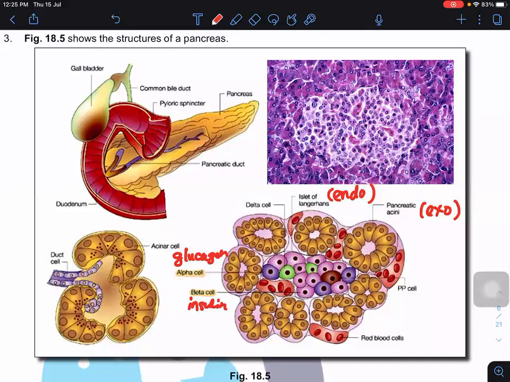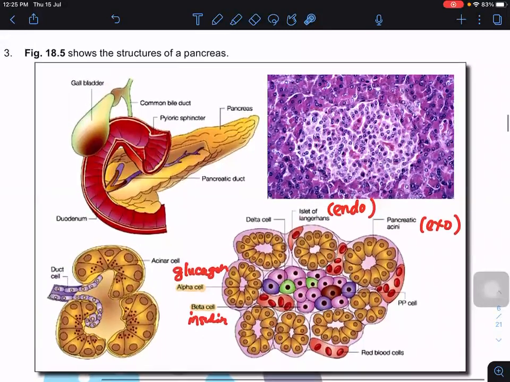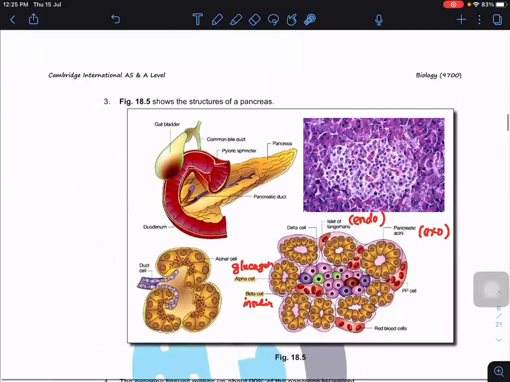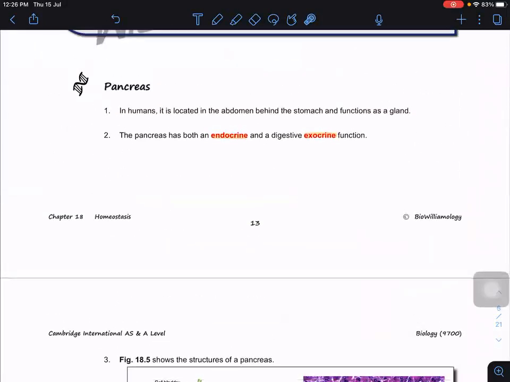Are you clear? So remember your description here: the islets of Langerhans act as the endocrine glands. These endocrine glands actually consist of 4 different types of cells, but for us in A level, at least we need to know these 2 types of cells, alpha cells and beta cells, where alpha cells secrete glucagon and beta cells secrete insulin.